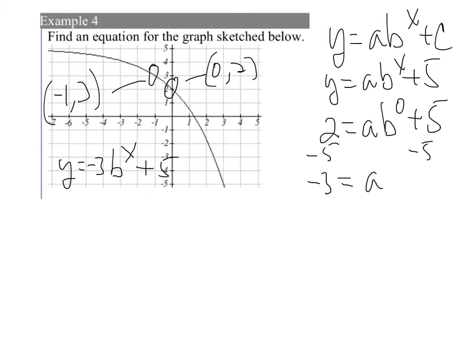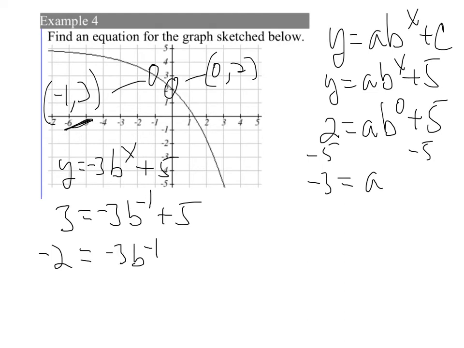So now I've got to find b, and that's where this other point comes in handy. So I know 3 is y, so 3 equals -3 times b to the -1, because that's x, plus 5. Well, let's solve this for b. So I'm going to subtract 5. That gives me -2 equals -3 times b to the -1. Well, let's see. I can divide by, a couple of things I can do here. What can I do? Let's get rid of that negative exponent.